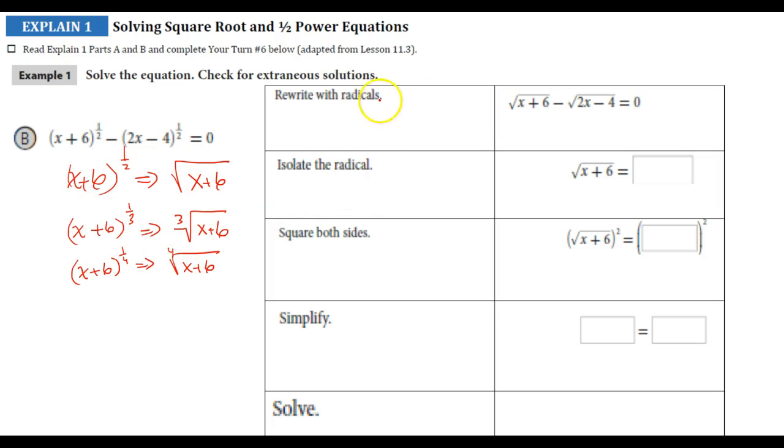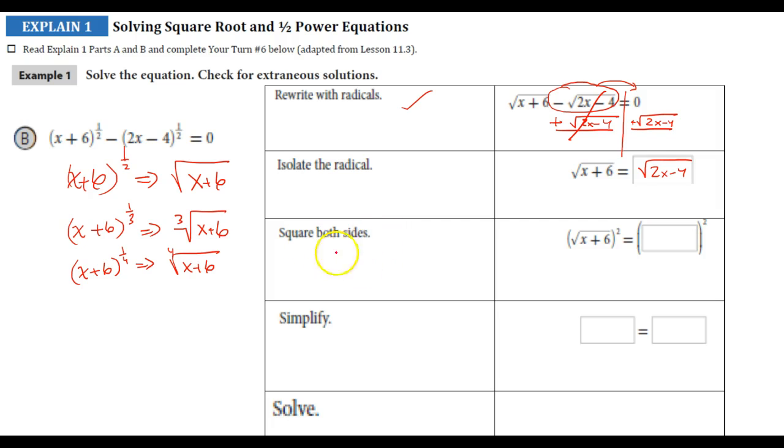The first thing we're going to do is rewrite as radicals, and we're going to isolate the radicals. So we're going to move this negative radical over. What's the opposite of a negative? Positive, right? So we're going to keep that the same, but we're just going to add that to both sides. That's going to cancel out, and I'm left with radical x plus 6 equals radical 2x minus 4.